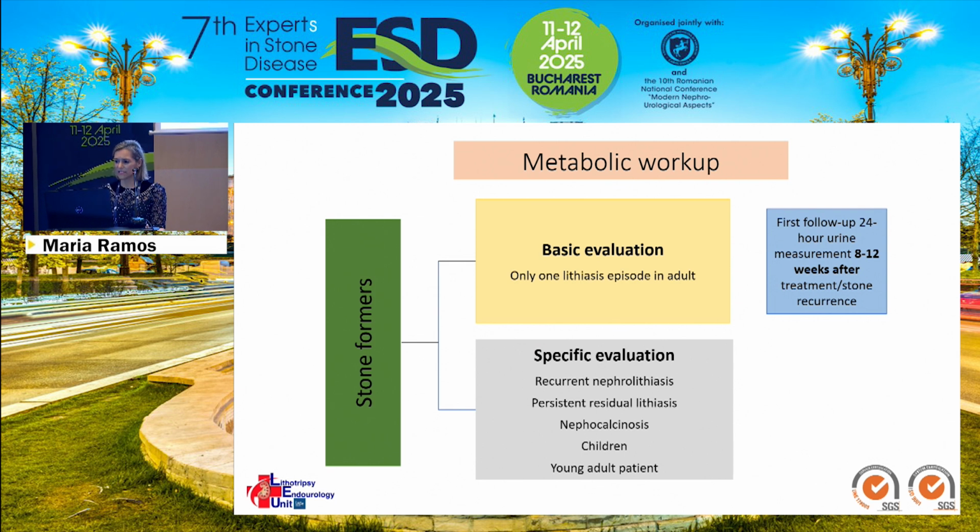For the initial workup, the patient should stay on a normal daily diet and be stone-free for at least 20 days. And the first follow-up 24-hour urine is suggested 8 to 12 weeks after starting pharmacological prevention of stone recurrence. And then, when all the parameters have been normalized, it is suggested to do the evaluation every 12 months.